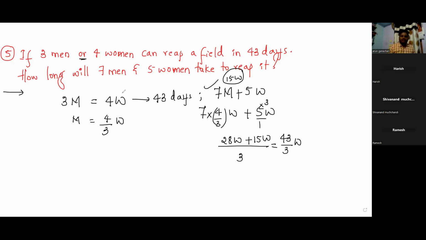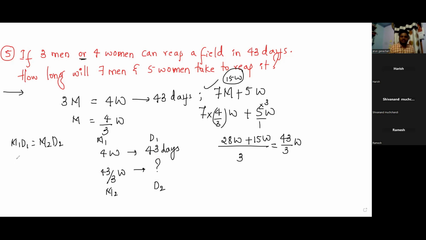So 4 women are taking 43 days. We will write it as 4 women are taking 43 days. Then 43 by 3 women will take how many days? We have to use the formula M1 D1 is equal to M2 D2. So what is the formula? M1 D1 is equal to M2 D2. Substitute it and get the answer.